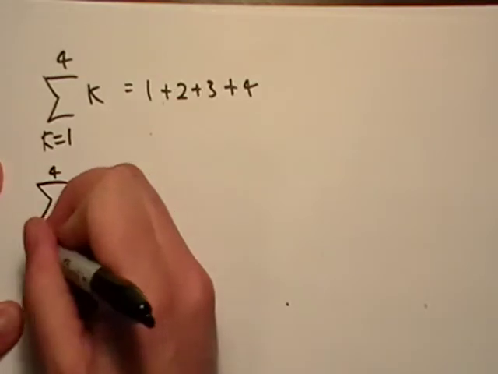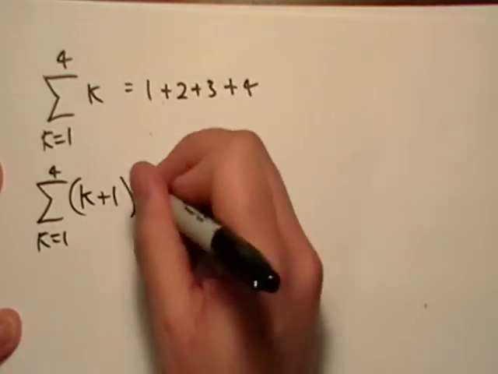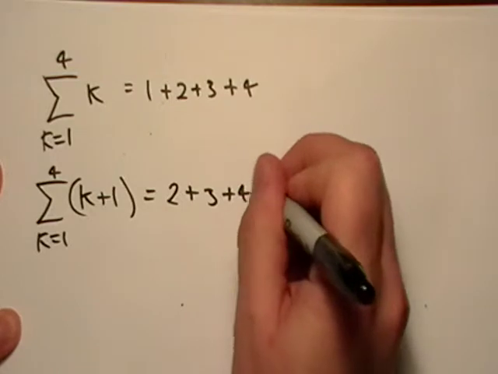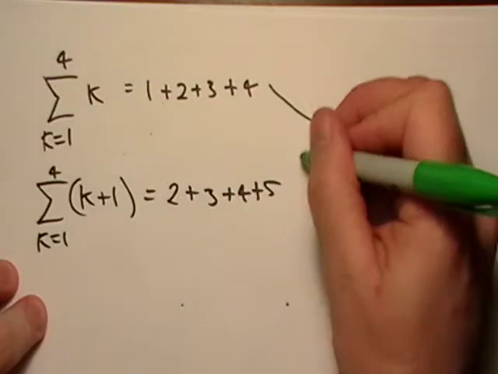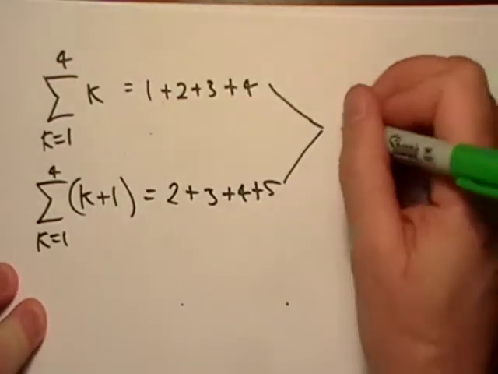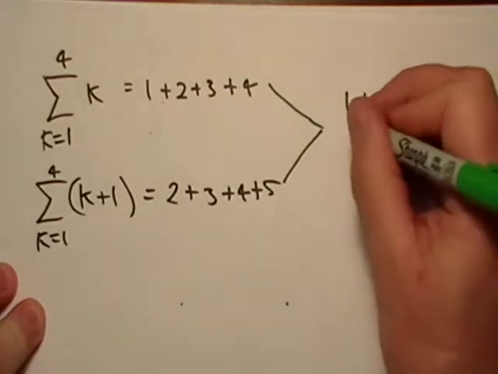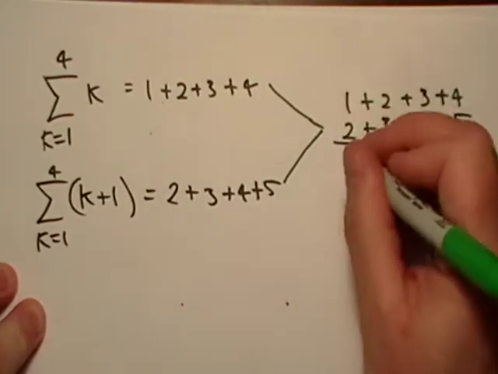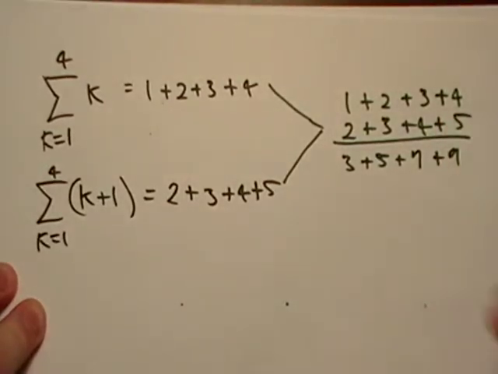And this right here, let's go k plus 1. Well, that's just adding 1 to this one. So that's 2 plus 3 plus 4 plus 5. Okay? So let's add them together. So that's just going to be 1 plus 2 plus 3 plus 4, and that's 3 plus 5 plus 7 plus 9. And that equals 24. Okay?